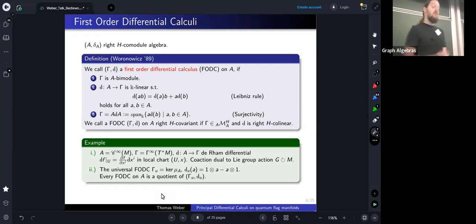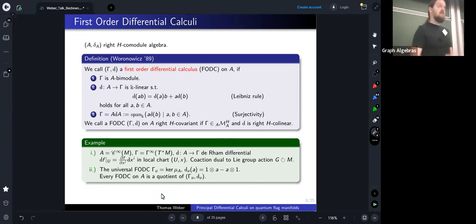Now, what is a covariant calculus? We have this extra coaction, and we would like the coaction to lift to the level of differential forms. So a first order differential calculus on A is right H covariant if it's a Hopf bimodule. We have seen those Hopf modules here, but here we also have a right A action. We also would like this A action to be compatible with the H coaction. And of course, we would like d to be right H colinear, so also compatible with the coaction.